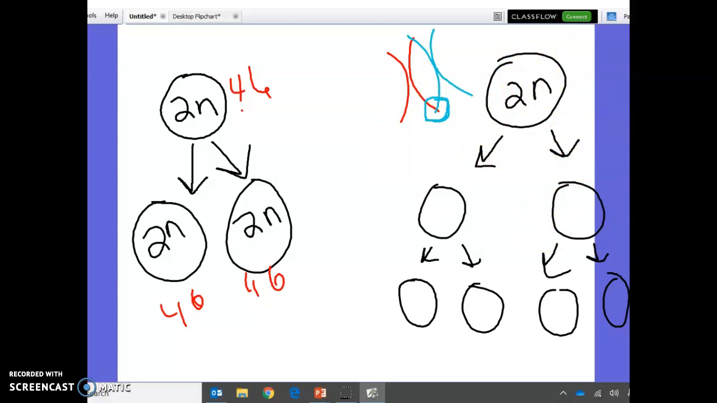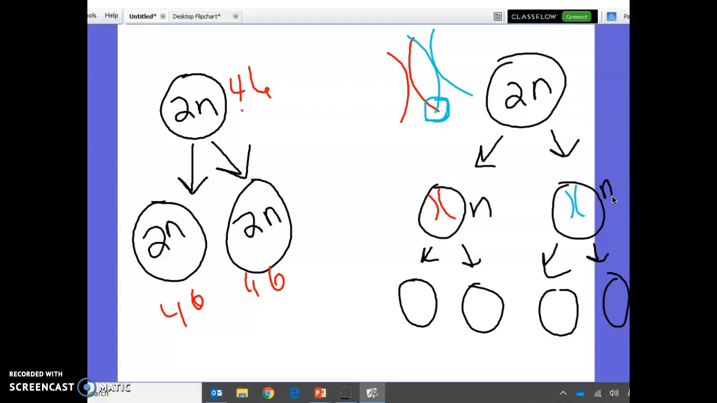Meiosis 1 is completely different. So we have the homologous chromosomes pairing up. Each of these chromosomes pulls apart, so the blue one separates from the red one. And in each of the daughter cells, we now have half the number of chromosomes. So we say that in meiosis 1, this is our reduction division. We're going from diploid to haploid.